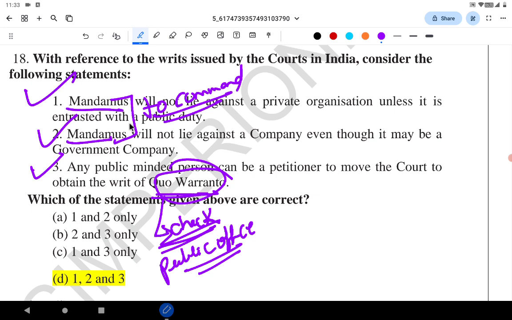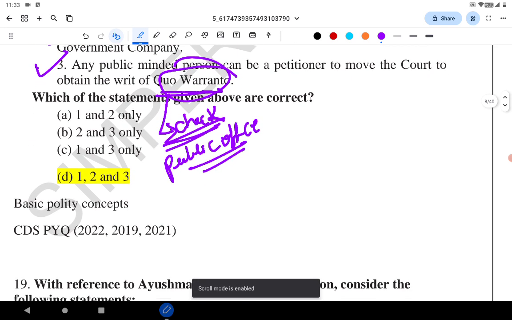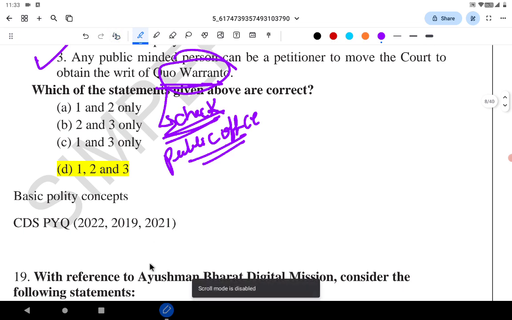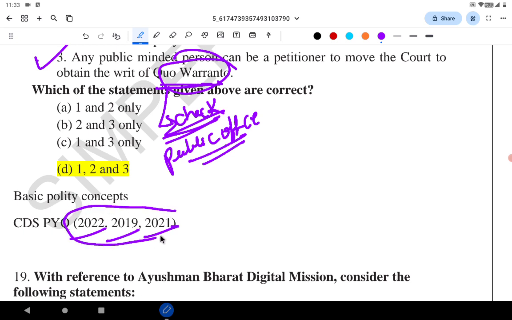So please understand the difference between all the writs. There are 4-5 writs. Please give importance to them. They are important with respect to claims. You can see here the quo warranto and mandamus were asked in 2022, 2019, 21. Very recently. It was a 20. So we are discussing a 2022 paper.